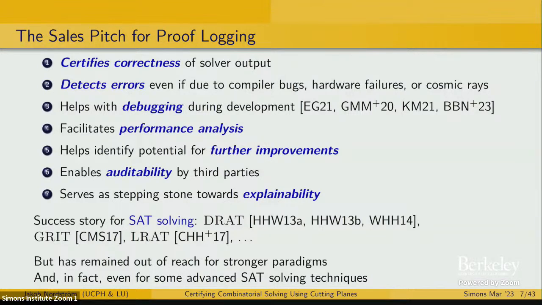So we have a somewhat paradoxical situation today in the SAT competition where you have to switch off techniques that we know give an exponential improvement in reasoning power, and you have to switch them off because you can't generate efficient proofs. This is not entirely satisfactory.